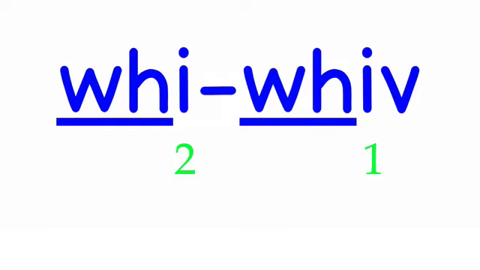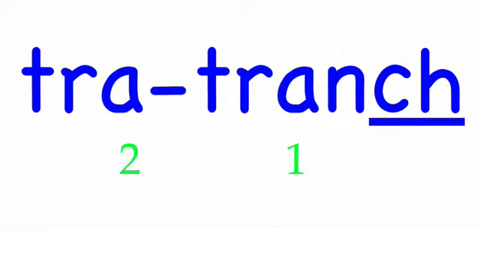Tray, tranche. Tray, 3 sounds, and this is a nonsense word: t, r, a. Tranche, 5 sounds: t, r, a, n, ch. Tray, tranche. Row 6. Smee, smest.